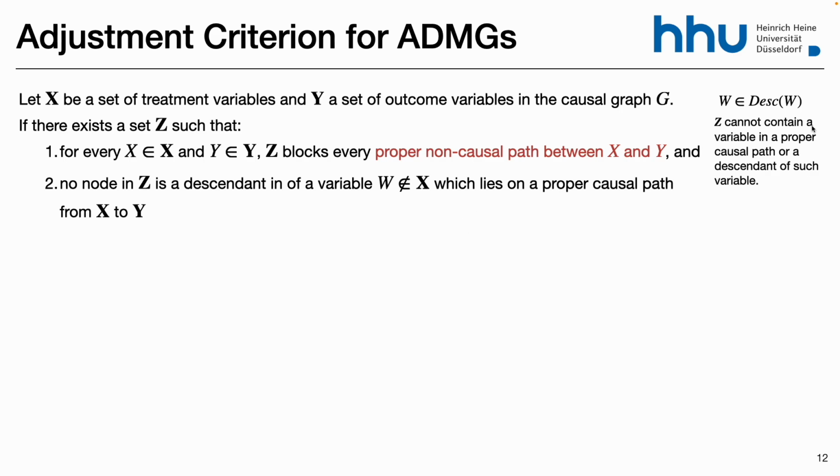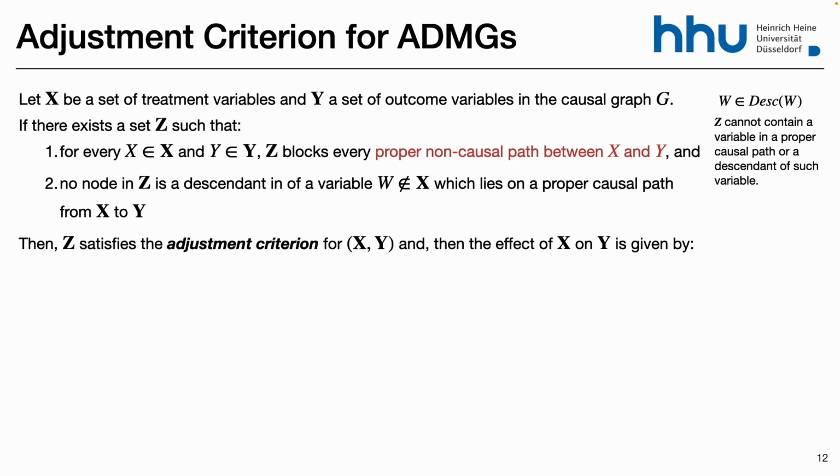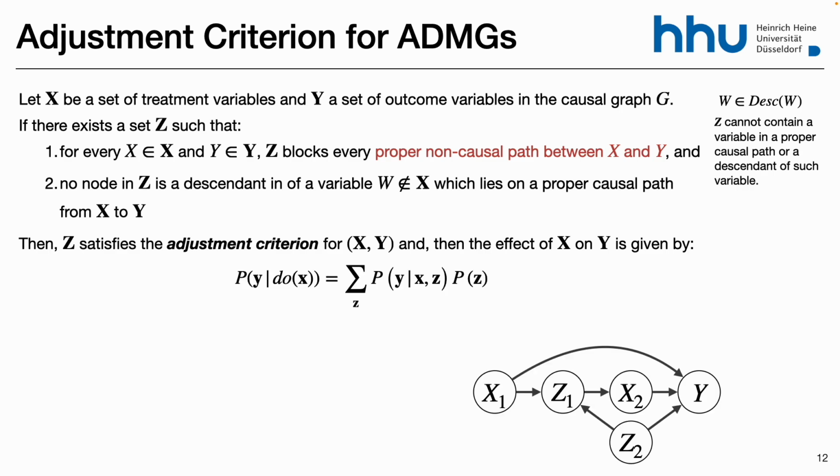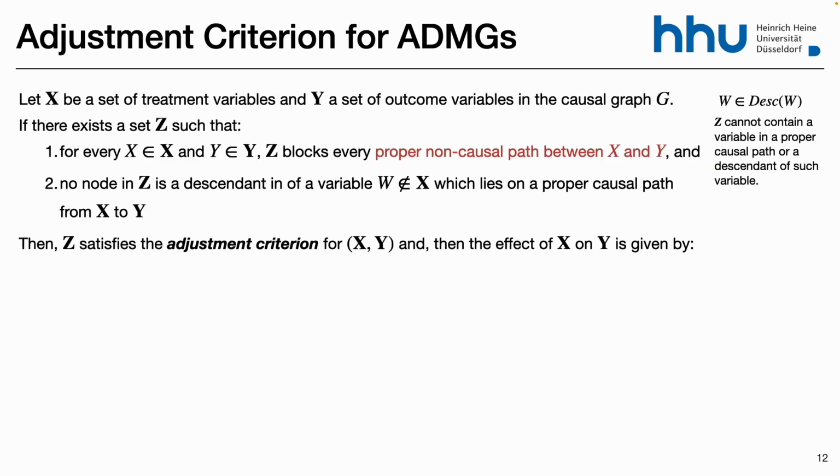So the set Z cannot contain a variable in a proper causal path or a descendant of such a variable. So the variable cannot lie on a proper causal path, and cannot be a descendant of any variable lying on this proper causal path. And then Z satisfies the adjustment, right? So let's just see this example. I don't want to give you the answer.